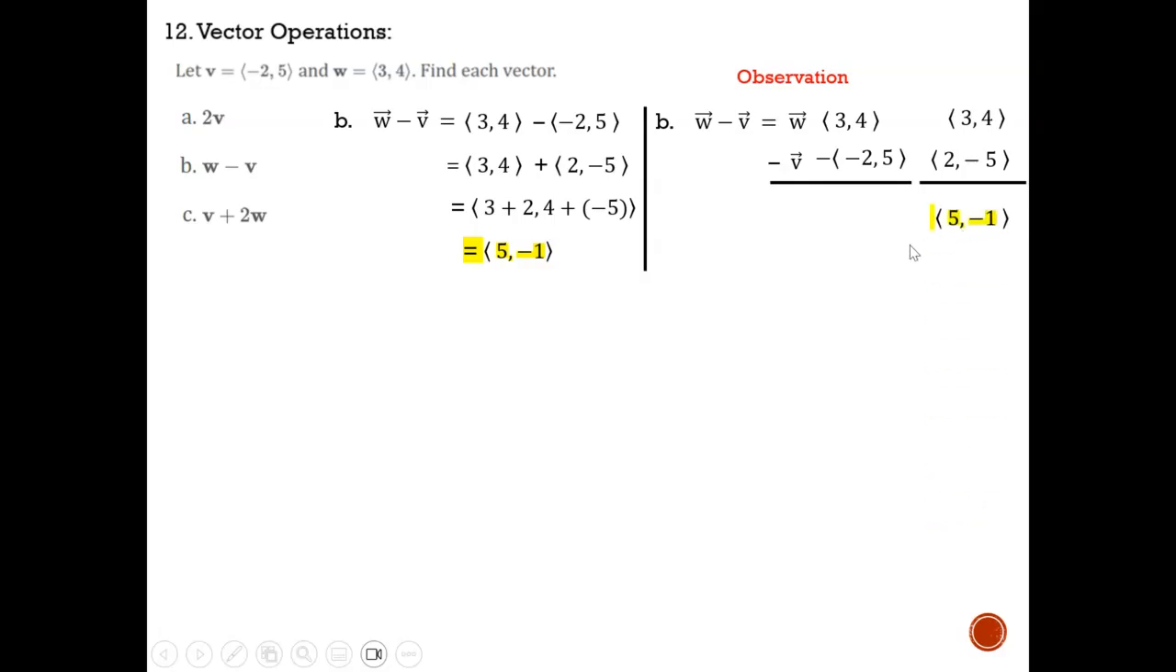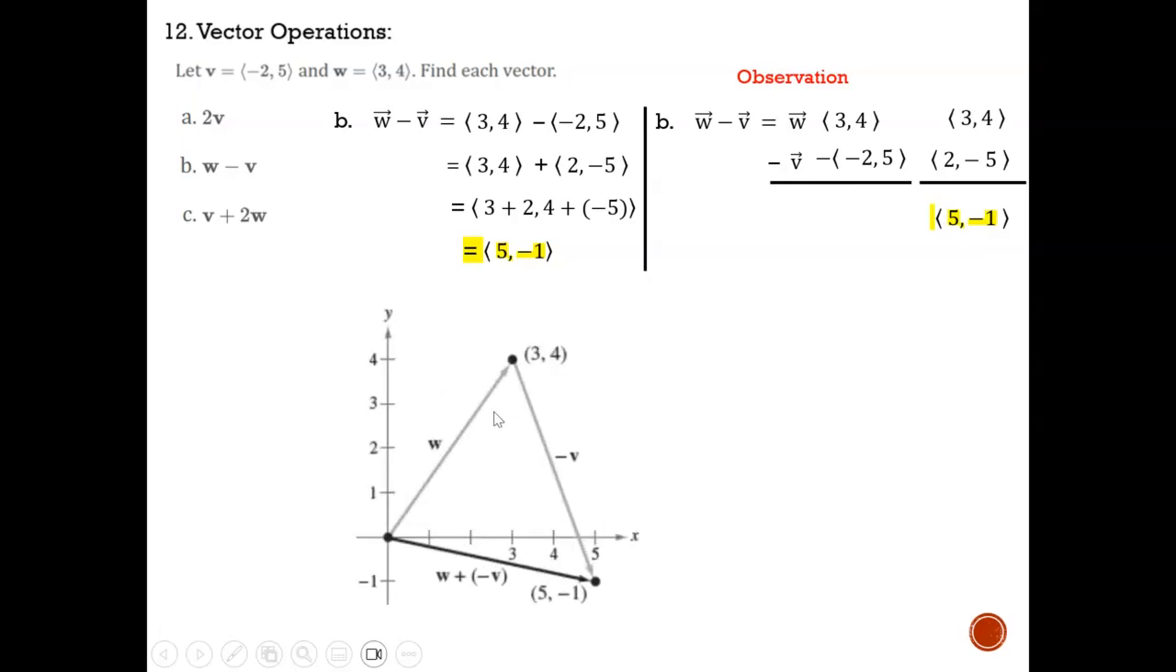That's the answer, guys. It's always wise to put them vertically because it'll be easier, since you're adding the first component on vector W plus the first component on vector V. Okay, and here's your graph.